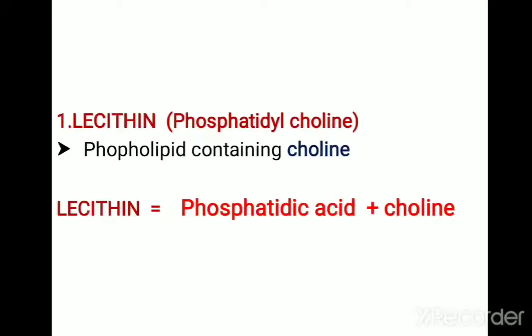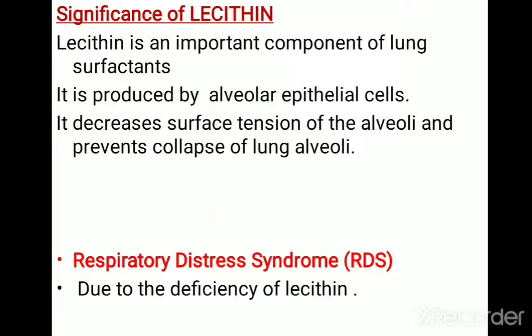So regarding lecithin, lecithin is an important phospholipid present in lung surfactant. It is secreted by the alveolar epithelial cell. What is the function of this lung surfactant? This lung surfactant decreases the surface tension of the alveoli, thereby preventing the collapse of the lung alveoli. What is the clinical significance of lecithin? Deficiency of lecithin is associated with a clinical condition known as respiratory distress syndrome. So that is all regarding lecithin. Lecithin is also known as phosphatidyl choline.